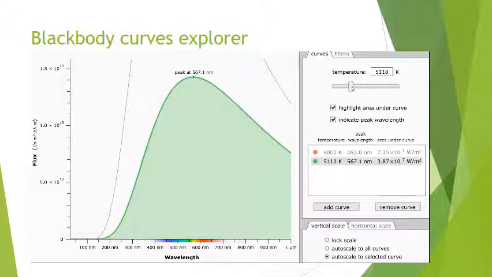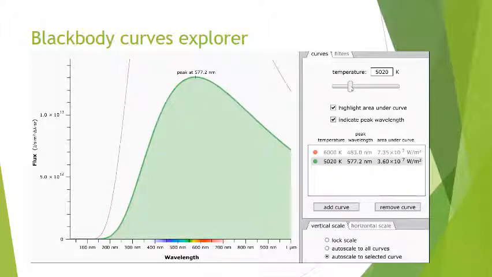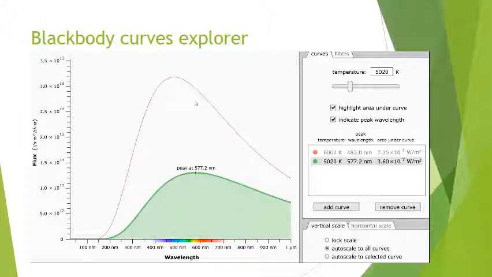So, 5,000 Kelvin star. Notice that this star, autoscale. So remember that the red line now is our 6,000 Kelvin star. Notice that our green line is now our 5,000 Kelvin star. And what do you notice? Well, first of all, the curve is not as high, right? It's producing less energy. It's a cooler star, it's producing less energy.